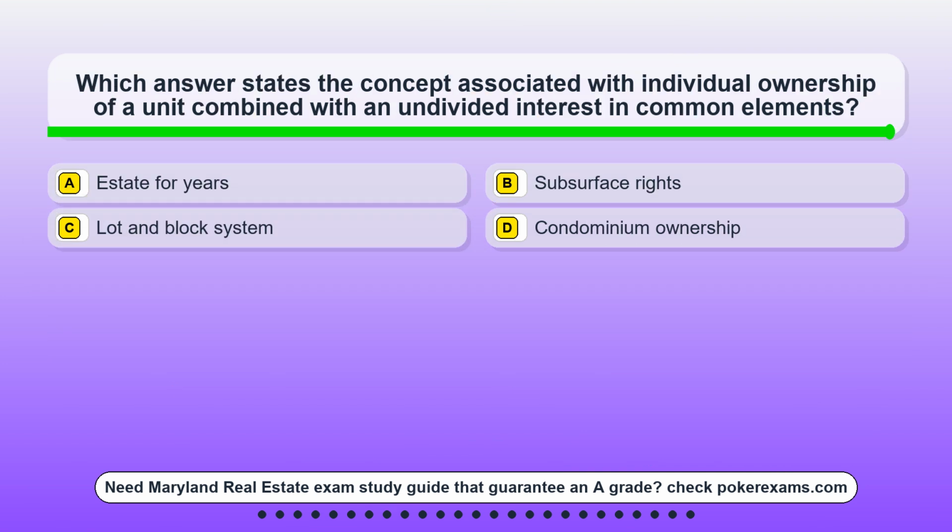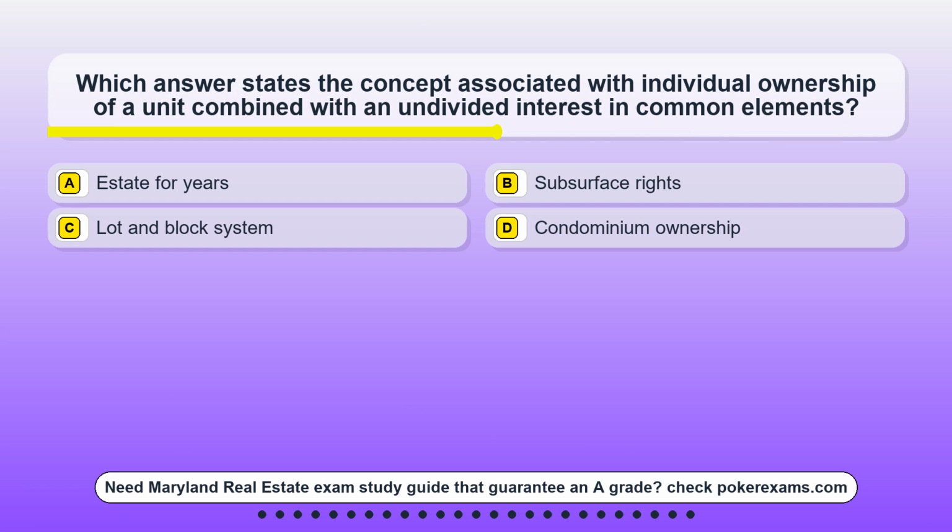Question 21. Which answer states the concept associated with individual ownership of a unit combined with an undivided interest in common elements? Option A, estate for years. Option B, subsurface rights. Option C, lot and block system. Option D, condominium ownership.